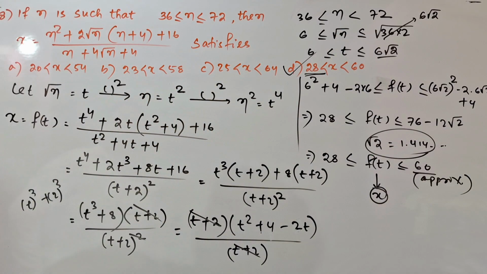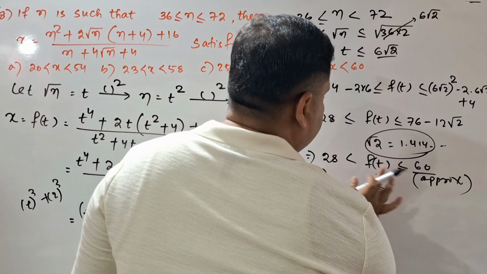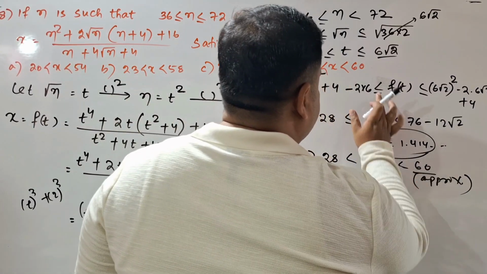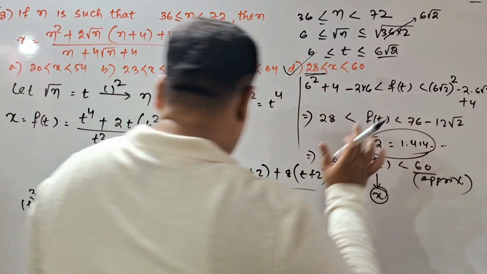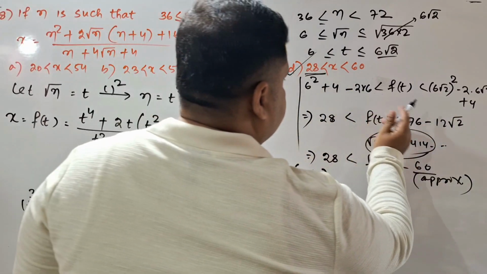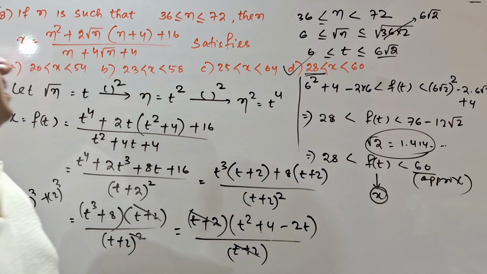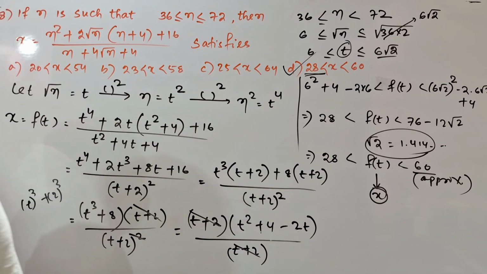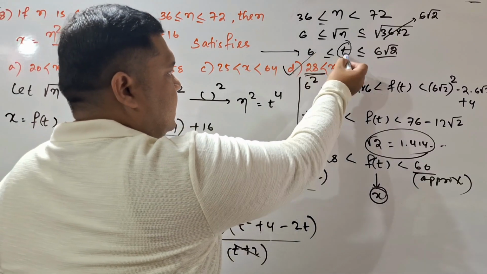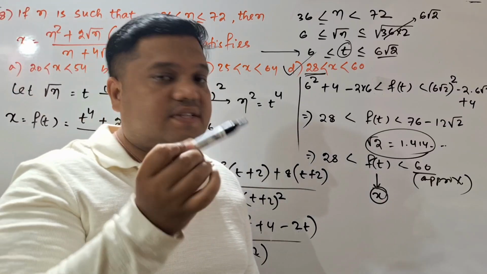Less than or equal to, or you can take less than. Don't take the equal to sign, this is only less than. Clear? So this is my answer. The t value lies within 6 to 6 root 2. This is very important. This t value means root n. Root n lies within 6 to 6 root 2.